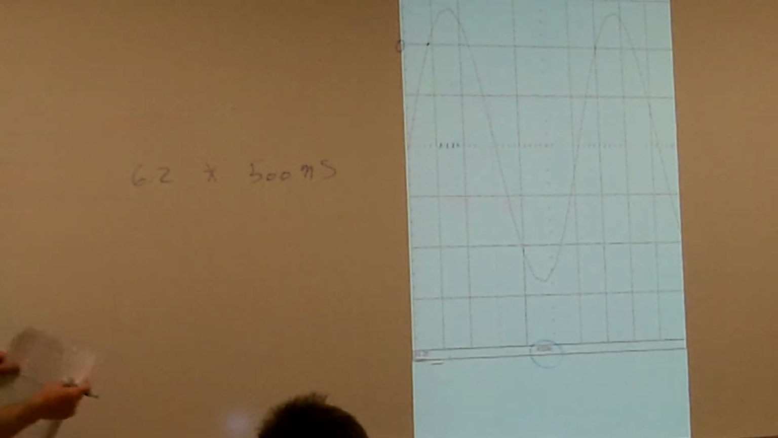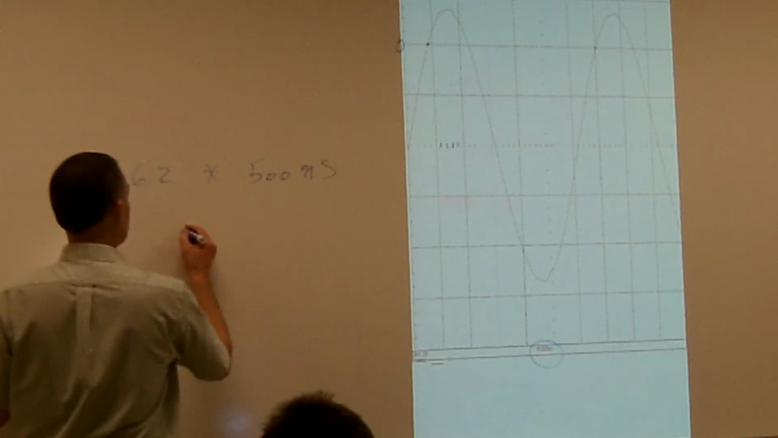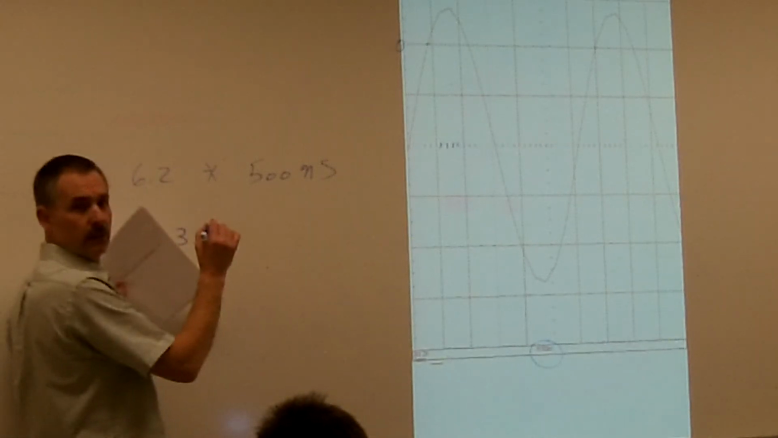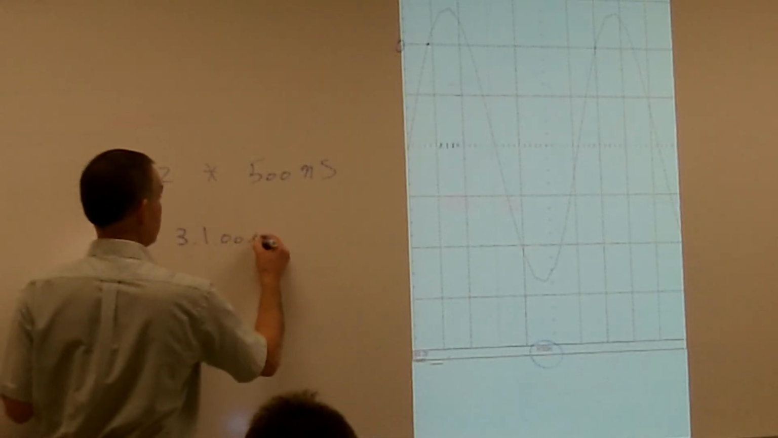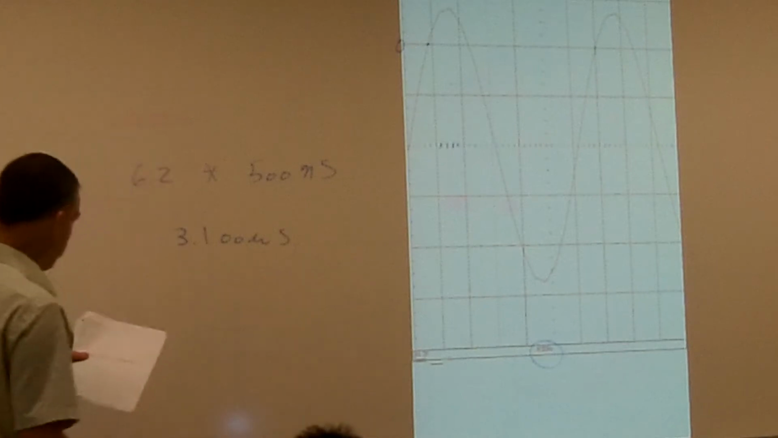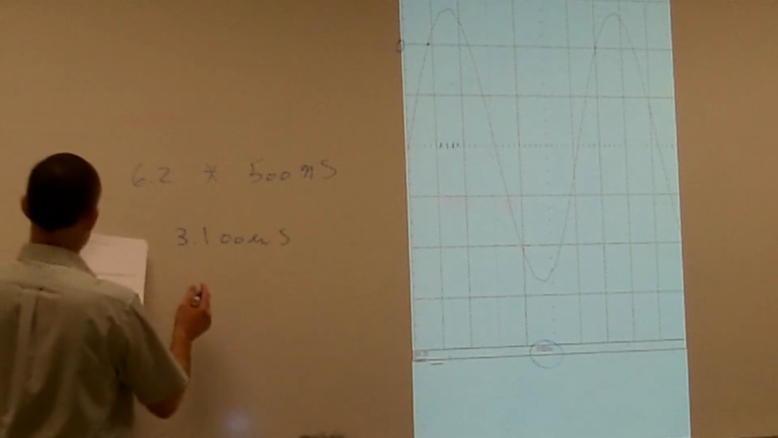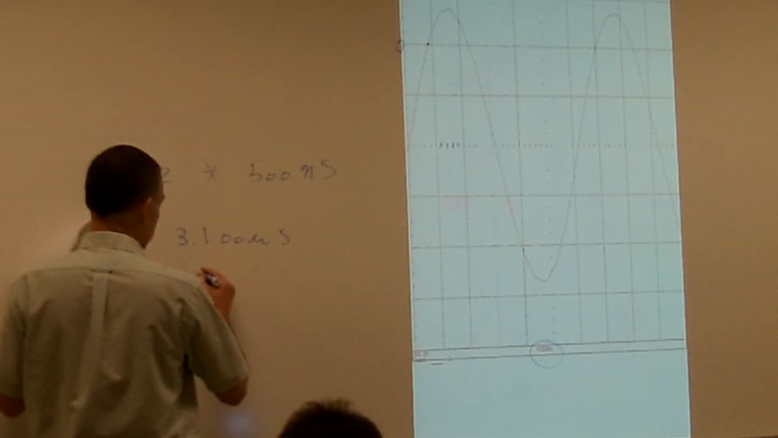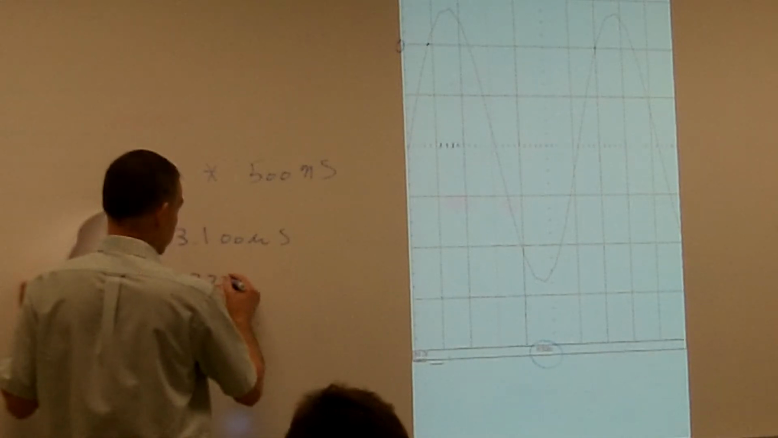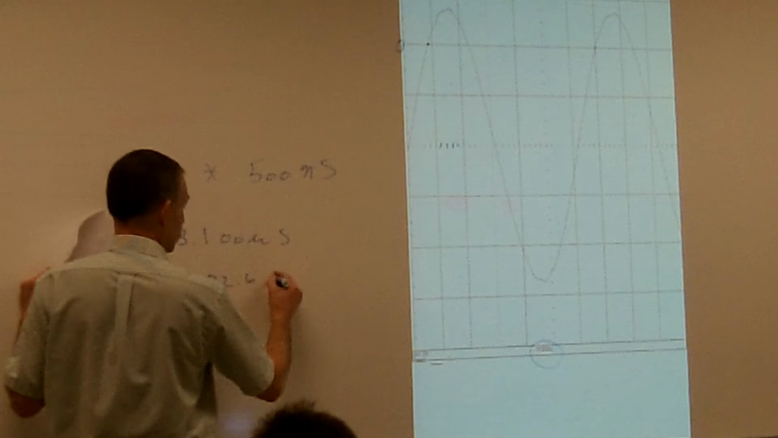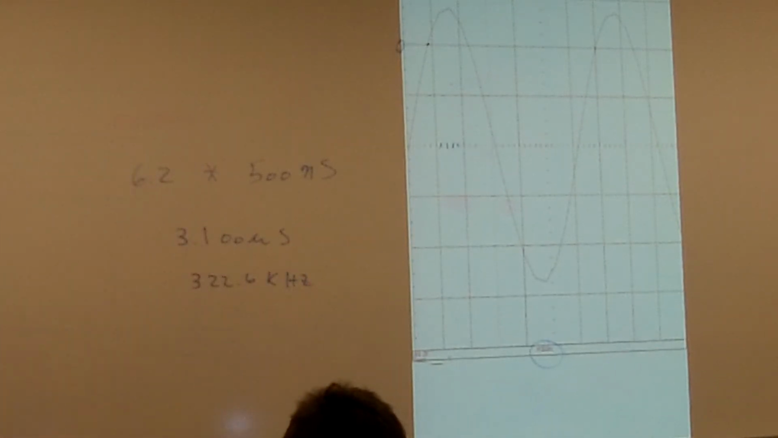So if I take 6.2 times 500 nanoseconds, what do I get for a period? 3.1 microseconds. So your period should have been 3.1 microseconds. And then if I do the inverse of that, then I get what for the frequency? 0.6 kilohertz. Okay. So that's how you want to calculate out your period.